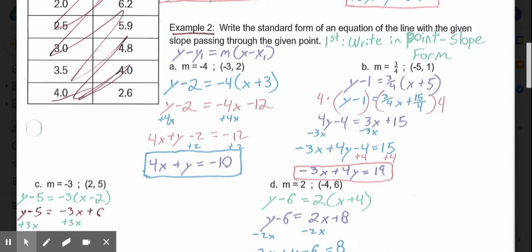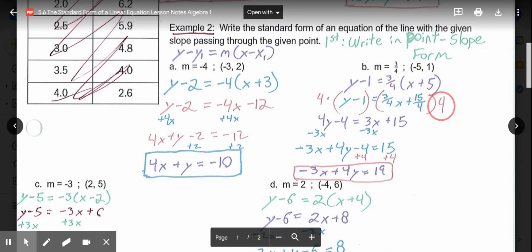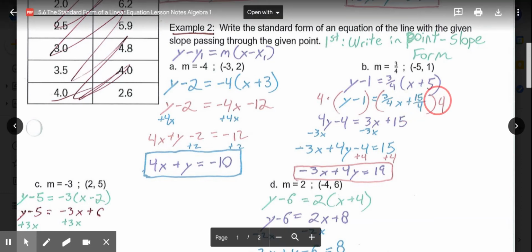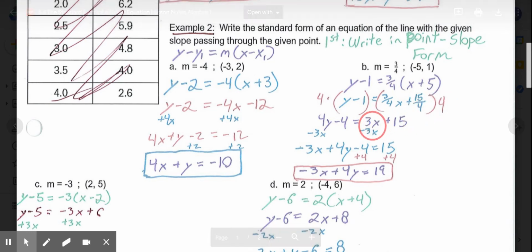I want to get rid of the 4, so I'm going to multiply both sides of my equation by the denominator of 4. So on the left, 4 times y is 4y, 4 times -1 is -4. So the left-hand side is 4y minus 4. On the right, 3/4 x times 4 is just 3x, and 15/4 times 4 is just 15. So that's 3x plus 15.